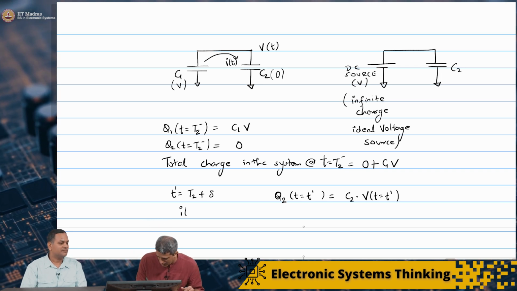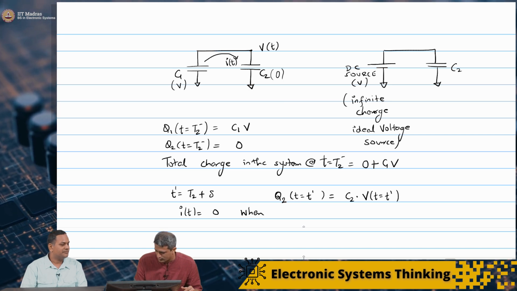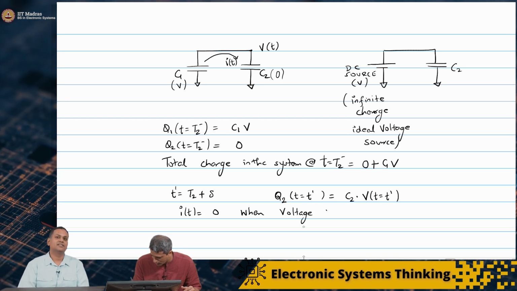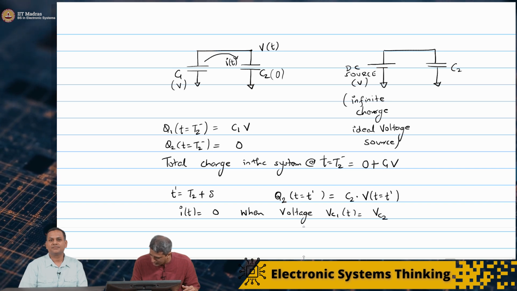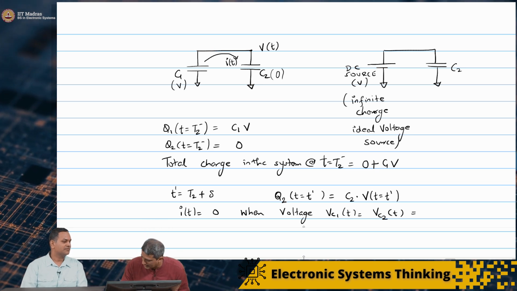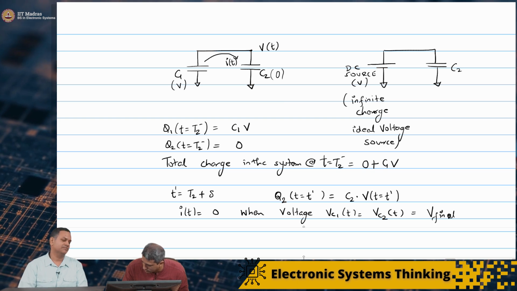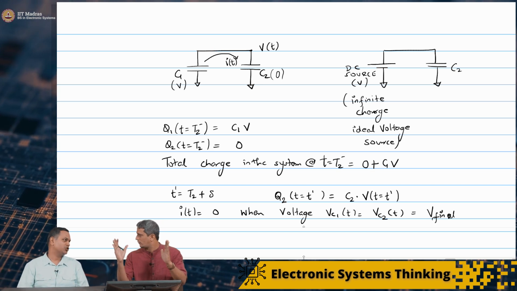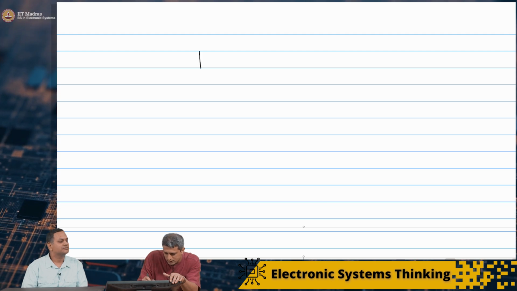I of t will be 0 when the voltage VC1 of t equals VC2 of t. Right, and therefore let's call this voltage V final. Both capacitors are eventually coming to the same final voltage.